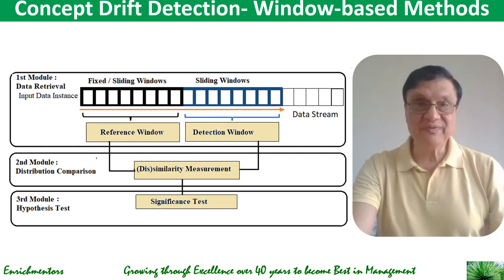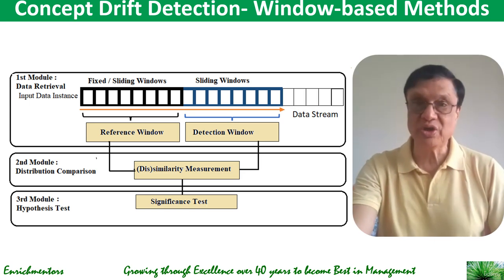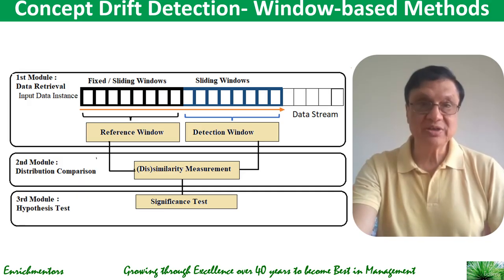Concept drift detection is basically a window-based method. Windows, not the MS Windows. It divides the incoming stream of data into fixed-size windows or sliding windows, and you monitor model behavior within each of these windows. You measure changes in model performance metrics like accuracy, F1 score, etc. over time and detect significant deviations from the historical performance. That's the window-based method for concept drift detection.